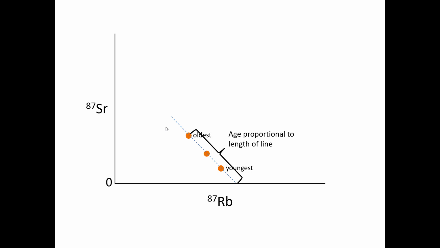And on this diagram, the age is proportional to the length of time, the length of the line that connects us from here's where we started, right? The starting composition, which was all radioactive parent and no radiogenic daughter, to the end position, which would be less radioactive parent and more radiogenic daughter. So the length of that line is proportional to the age of the rock.